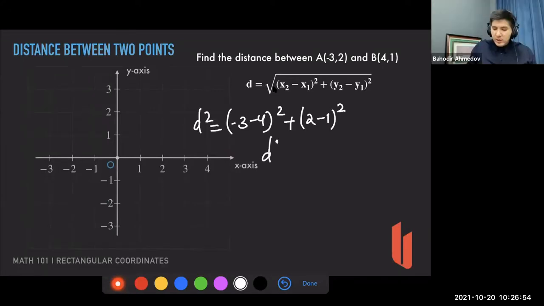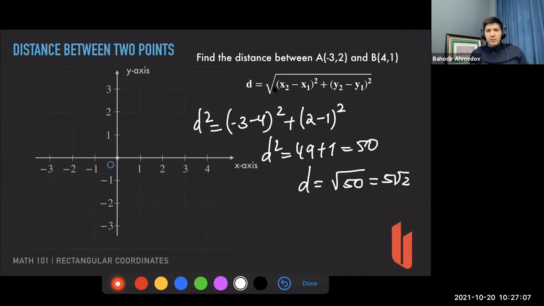And this is going to be: distance squared is equal to 49 plus 1, which is equal to 50. And d is going to be equal to the square root of 50, or you can probably write this as 5 times the square root of 2, because 50 is 25 times 2, and the square root of 25 is equal to 5. So this is an example of how to find distances. And it's not so difficult, right?